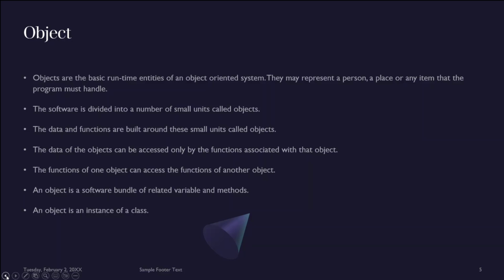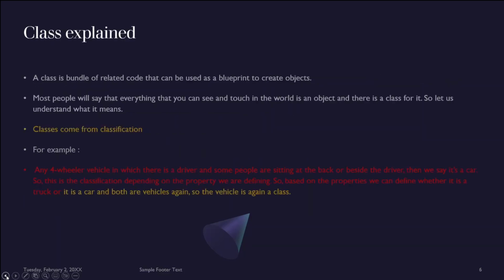An object is a software bundle of related variables and methods. An object is therefore an instance of a class. A class is a bundle of related code that can be used as a blueprint to create objects. Most people will say that everything you can see and touch in the world is an object and there is a class for it. So let us understand what that means.